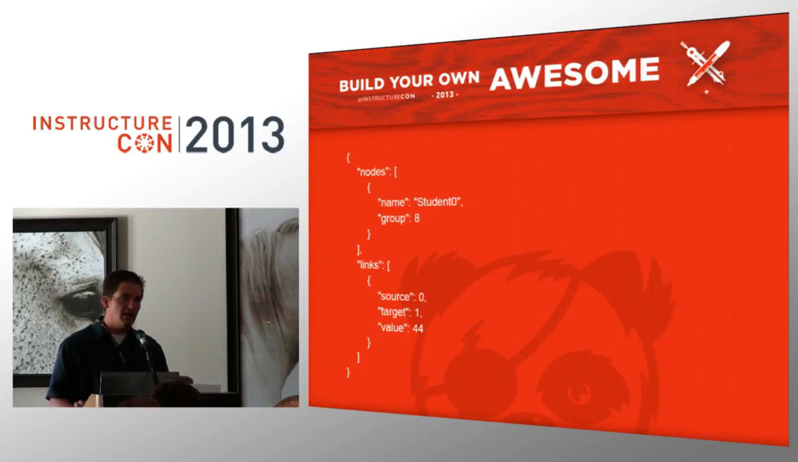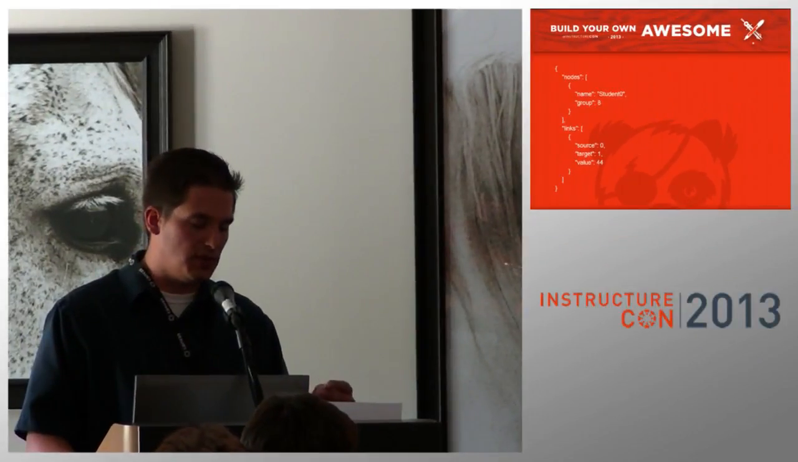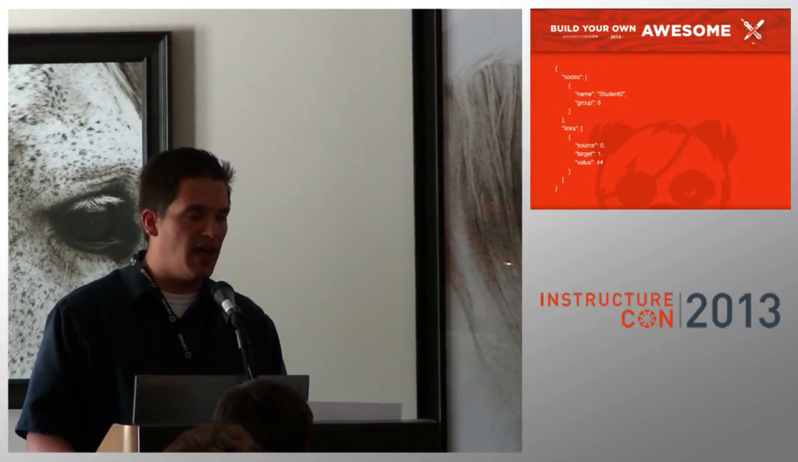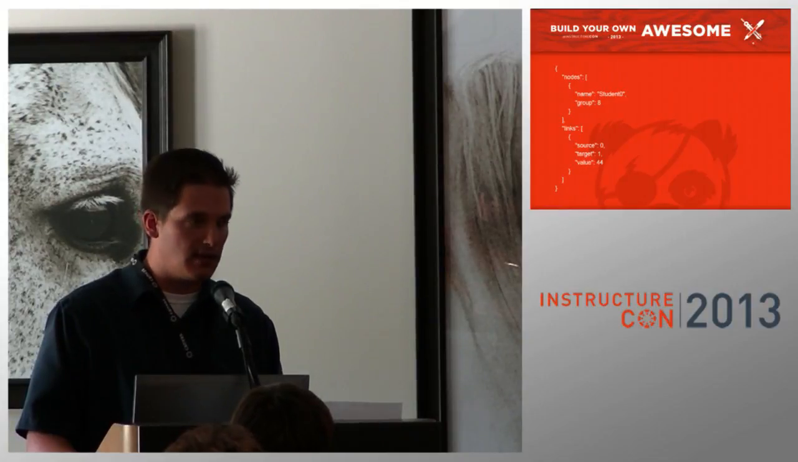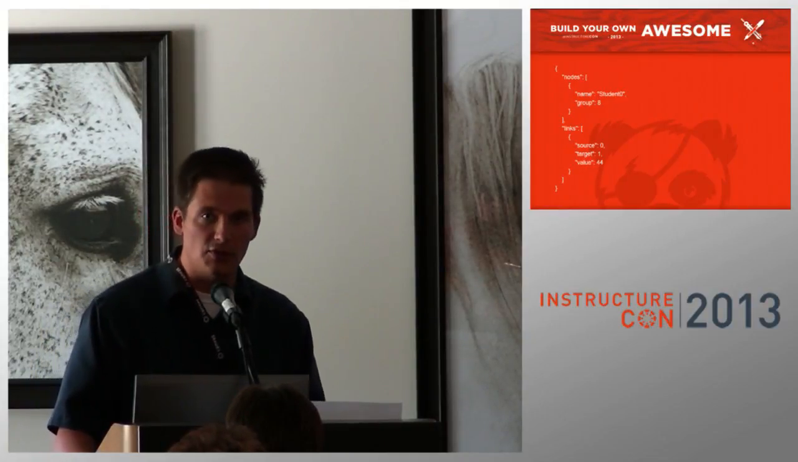Source and target describe the relationship of the different nodes as they appear in the JSON. So source 0 is student 0, target 1 is student 1, and then value 44 is the number of shared correct and incorrect answers they had. Any questions about the JSON?